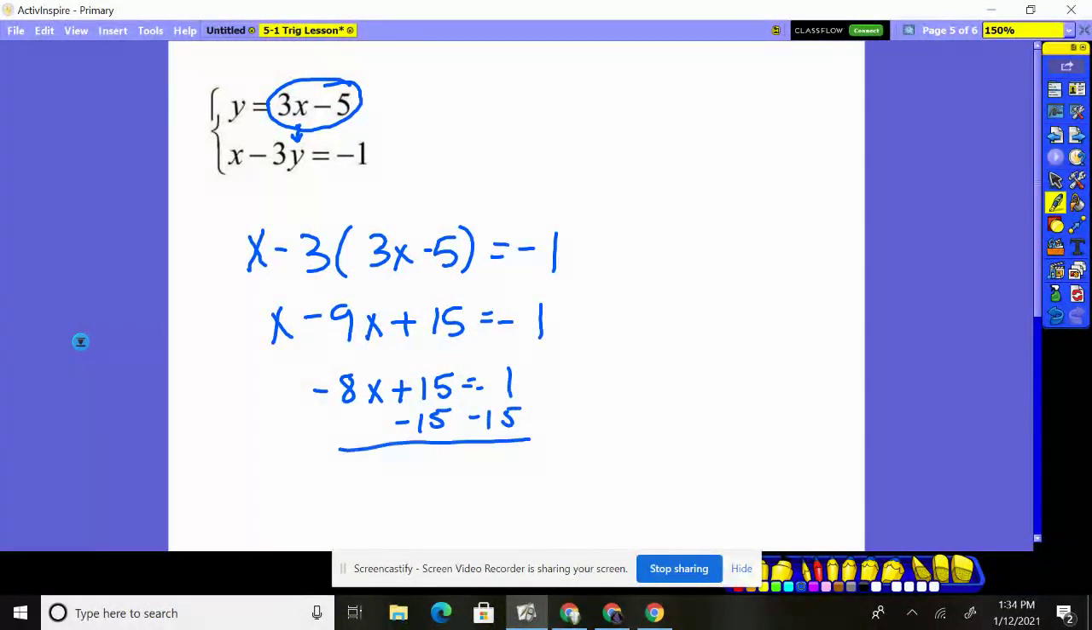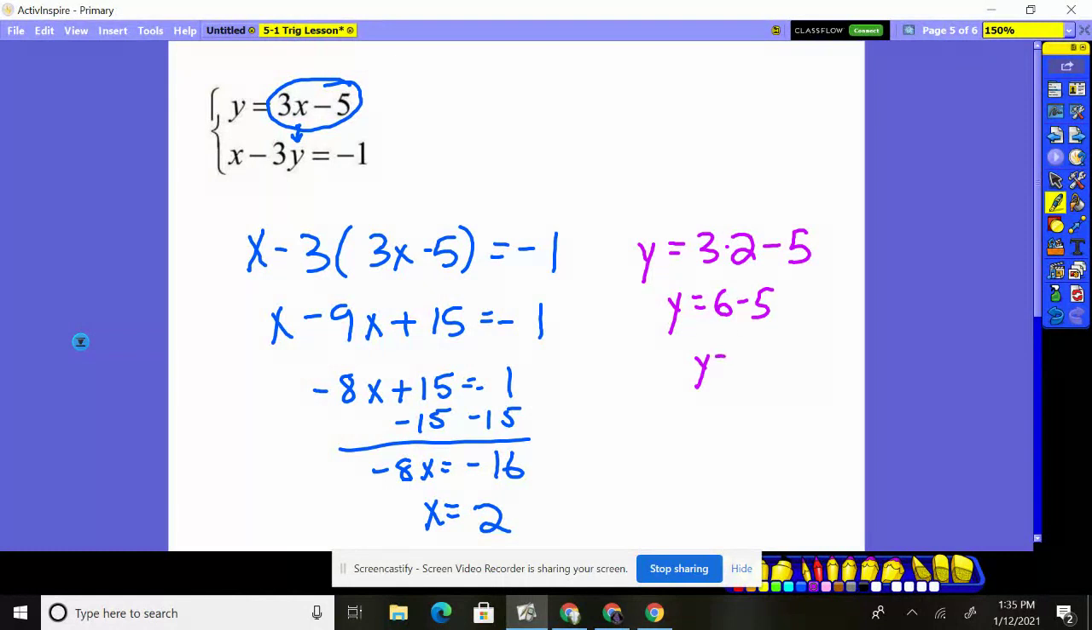Subtract 15 from both sides. Negative 16 divided by negative 8 gives you positive 2. So x is positive 2. How do we find y? Plug into either equation. I'm going to plug back into the original equation, the first one, y equals 3 times x, which is 2, minus 5. So y is 6 minus 5. Y is 1. X is 2, y is 1. We could write them as the ordered pair (2, 1). That'll be the point of intersection.